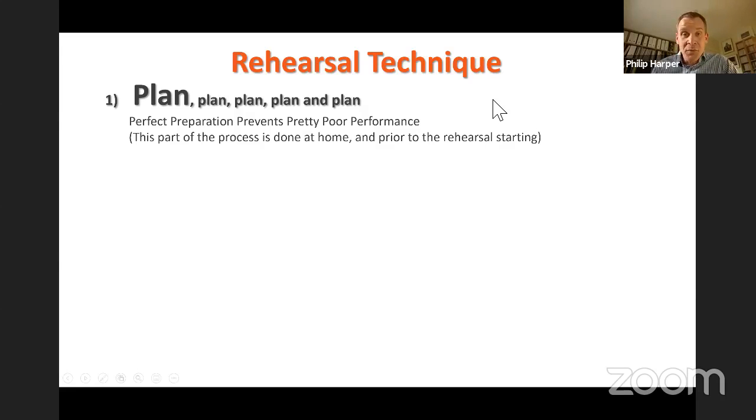This part of the process is done, as I've said earlier in the artistic process part, at home and prior to the rehearsal starting. Okay, I'm going to drill down in more detail into each of these in a minute, so I'll go pretty quickly through these. That's the first part of a good rehearsal.